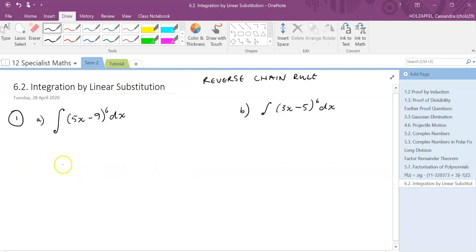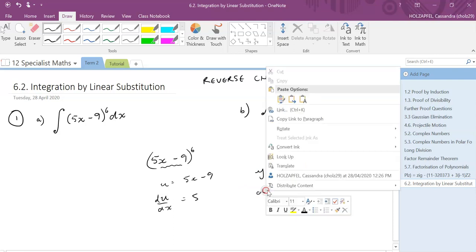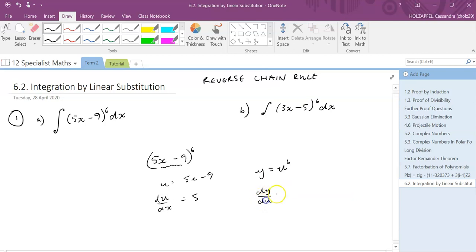So typically when we are using the chain rule, let's just go back to differentiation for a second. This is called the reverse chain rule because we're integrating, not differentiating. If we had something like (5x − 9) to the power of 6 and we wanted to derive that function, then we would let the inside function equal u, and derive that to get du/dx. Then we would rewrite the entire function with u, so y is equal to u to the power of 6, and find the derivative of y with respect to u, which gives me 6u to the power of 5.